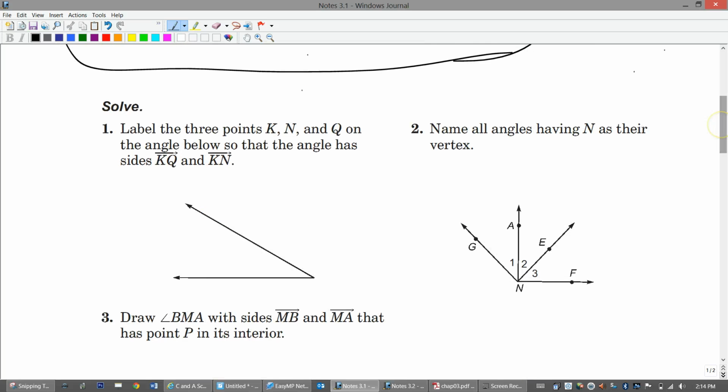Okay, so let's go ahead and do this. Read number 1. Why don't you start putting the points on it. It says label the 3 points K, Q, and N on the angle below so that the angle has vertex K, side ray KQ, and side ray KN.